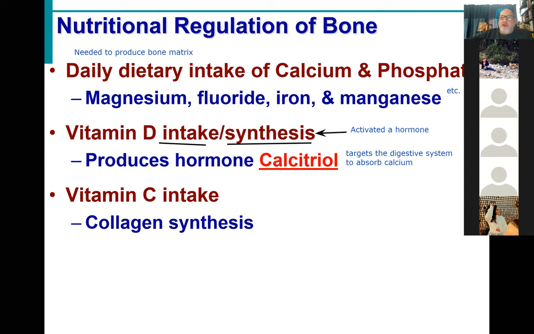This was a condition where the gums would bleed and the teeth would fall out and the bones would become brittle and break and the skin would tear. And why did they get scurvy? Or more importantly, how did they get rid of that scurvy? What was the miracle cure? Limes, exactly. Limes. Vitamin C.